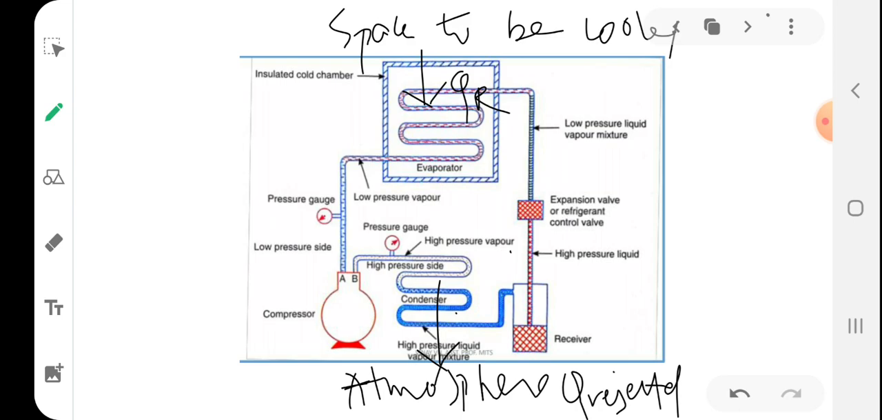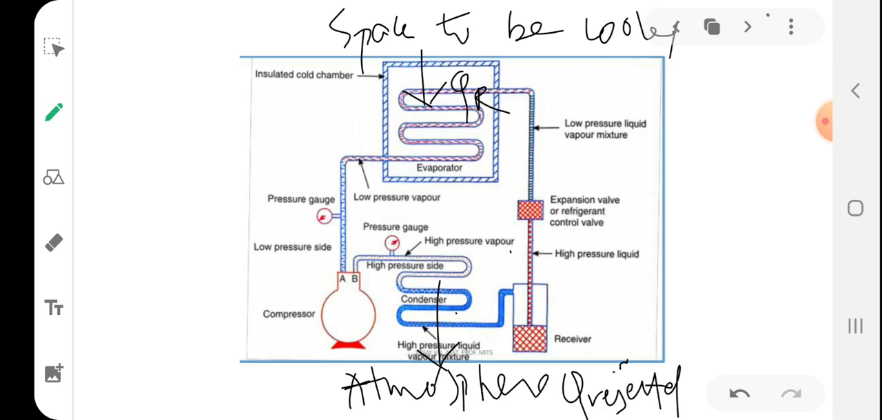So heat should be continuously absorbed from the space to be cooled, and heat should be continuously rejected to the atmosphere. In order to continuously reject this heat and absorb this heat, we have to continuously run this cycle. Since the cycle runs repeatedly, continuous absorption of heat from the space to be cooled and continuous rejection of heat to the atmosphere takes place. So that is the working of the vapor compression refrigeration system.